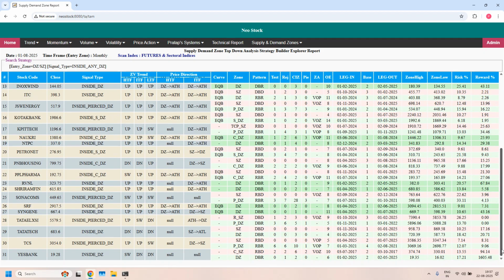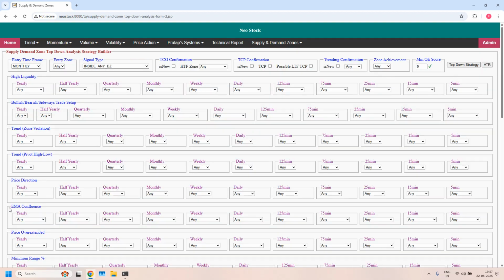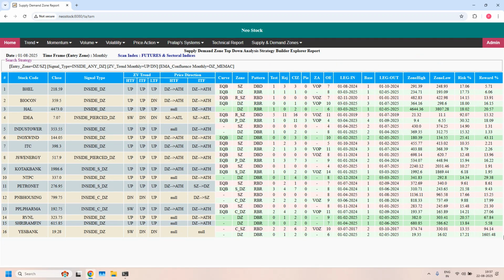We can further filter this list based on monthly demand zones having monthly EMA confluence. And also trend on the monthly should not be sideways. So we got 16 stocks.